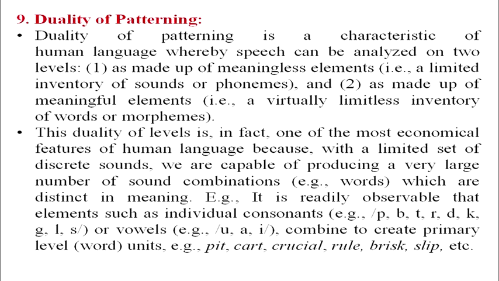This duality of levels is in fact one of the most economical features of human language, because with a limited set of discrete sounds, we are capable of producing a very large number of sound combinations, that is words which are distinct in meaning. For example, we can have elements like pa, ba, ta, ra, da, ka, ga, la, sa, or vowels u, a, e. But these meaningless elements can be combined to create primary level word units, for example pit, cart, crucial, rule, brisk, slip, etc.